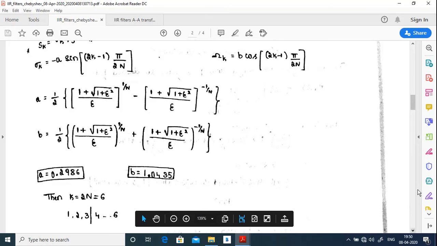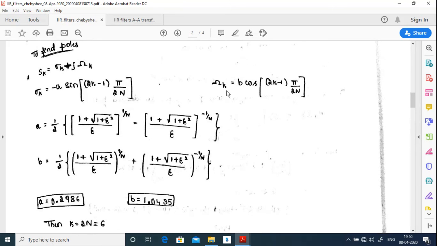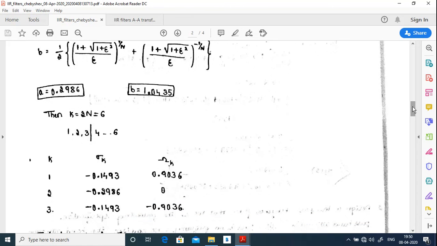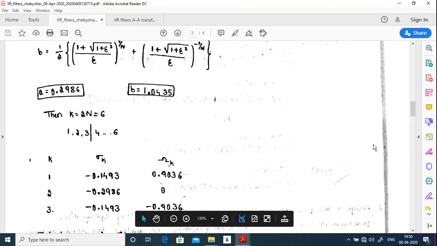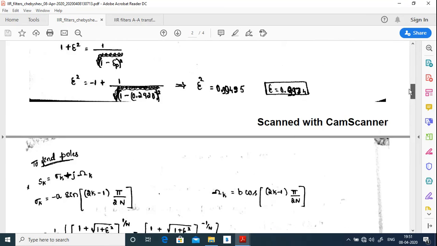Once you get the values of A and B, we can make use of them here to find out sigma k and omega k for various values of k. Those values are 1, 2 and 3. For the first value of k, if you substitute, you will get sigma k as 0.1493 and omega k as 0.9036, and for the second value of k, you will get sigma k as 0.2986 and omega k as 0.